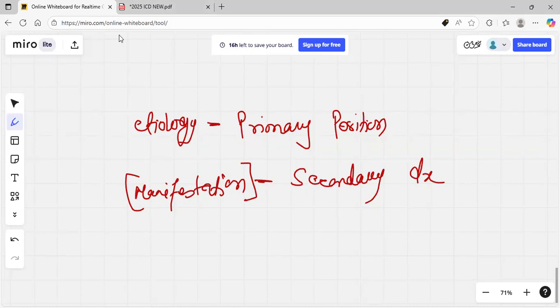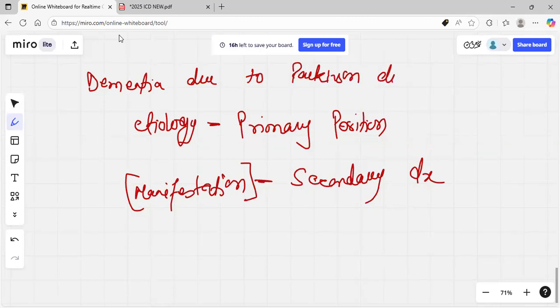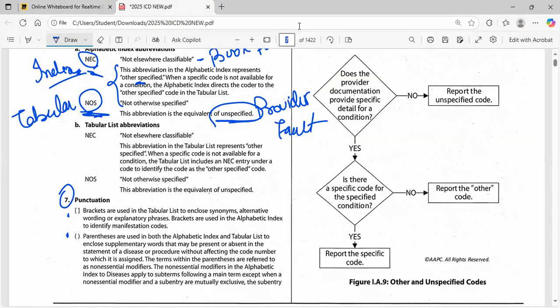Let's take an example. Let's say the patient is coming with dementia due to Parkinson disease. So what will we do? We will look for dementia in the index.